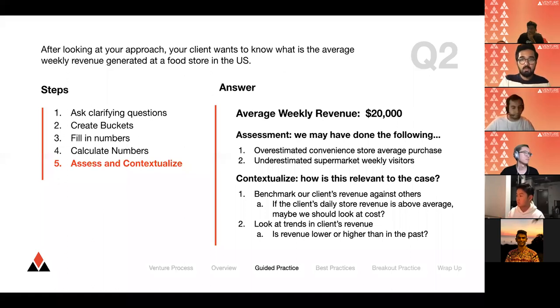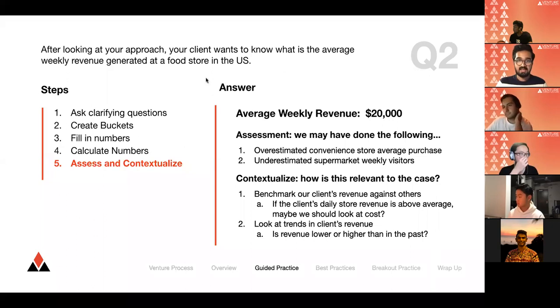So one assessment we might have is that we overestimated the convenience store average purchase. For example, a Pepsi Cola does not cost $10 at a convenience store. It'll cost like $2. So if the majority of convenience store customers only buy Pepsi, then it's not going to be $10. Same thing with supermarket weekly visitors. Maybe in a town of 5,000 people, like 3,000 people go to the supermarket every week, right? In general, just thinking about where the limitations in your assumptions might be is really important because those will guide your inquiry going forward.